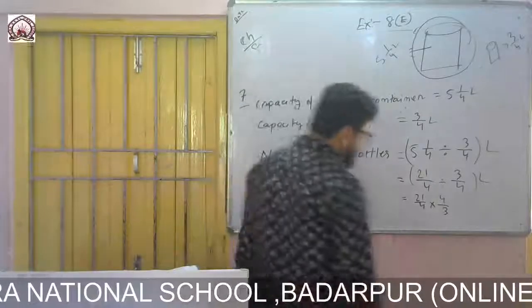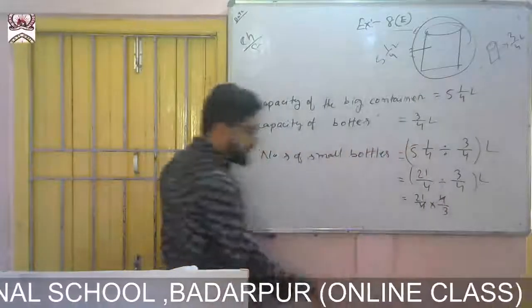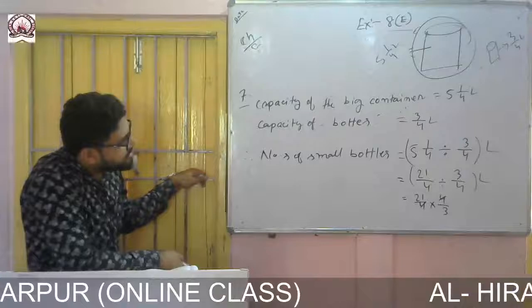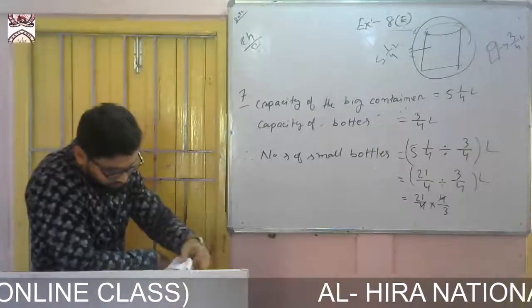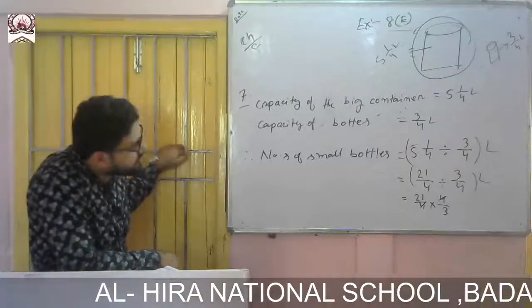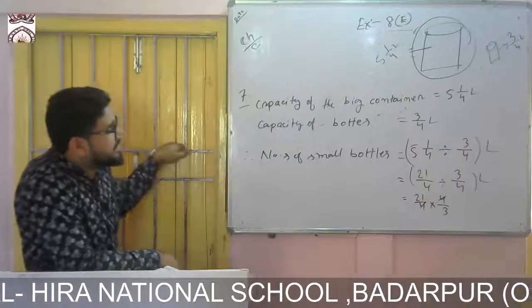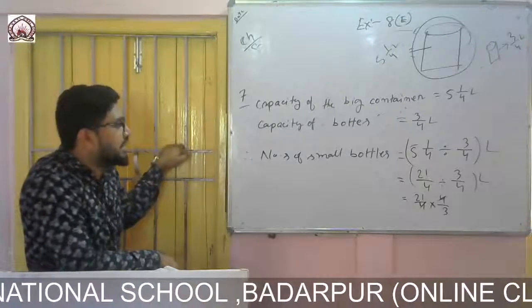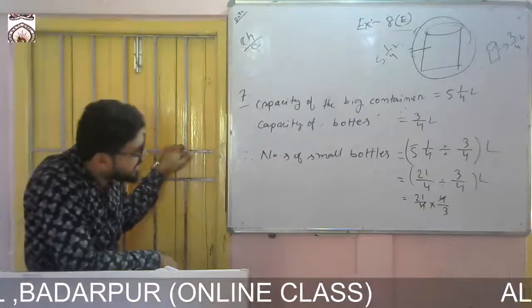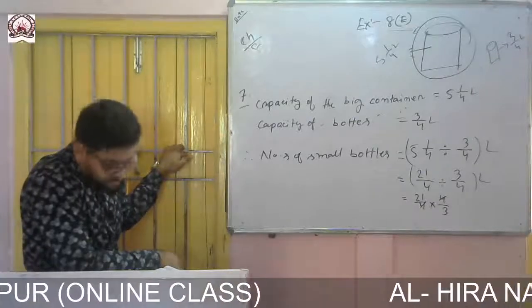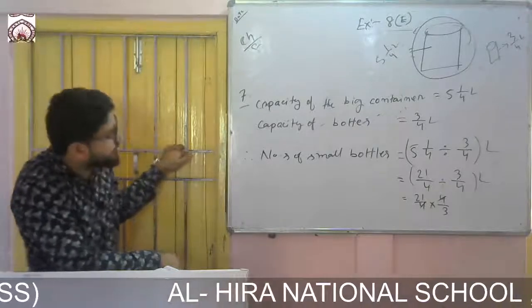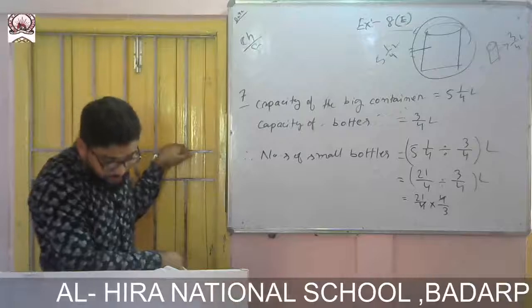So 4 cancelled with 4. The 5 1/4 becomes 21/4 as 5 4s are 20 and 1 more, and the 3/4 gets changed, it will become 4/3.